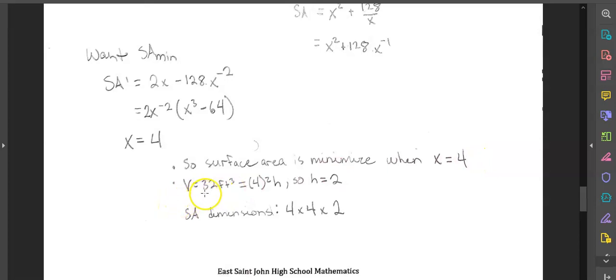The volume we know was 32 feet cubed, and that equaled x squared times h. So we do 4 squared times h. We solve that, h equals 2. So the dimensions are 4 by 4 by 2. And be careful in MyMathLab, they just ask you to type in all 3 answers at once. So just separate your answers by a comma.